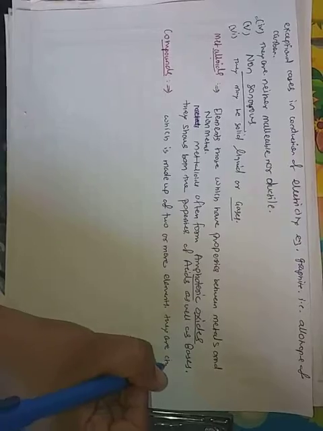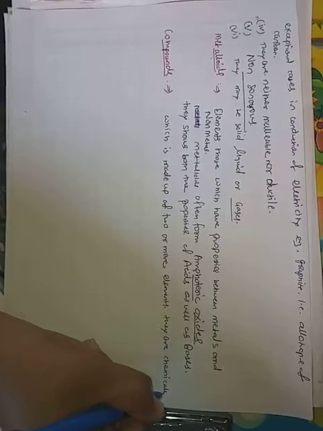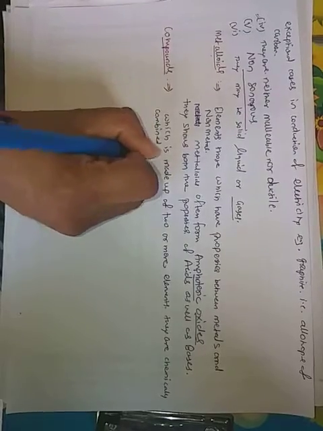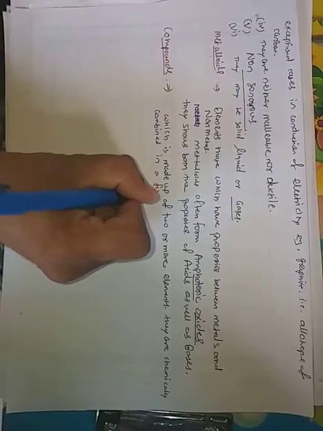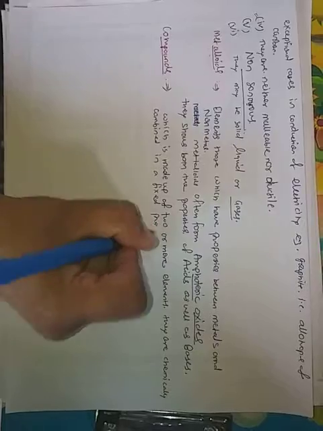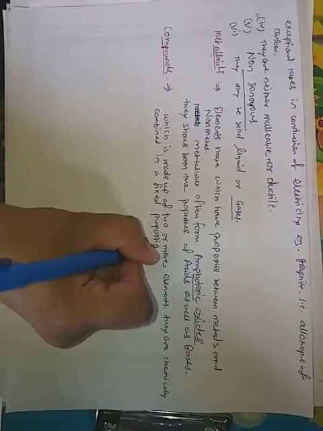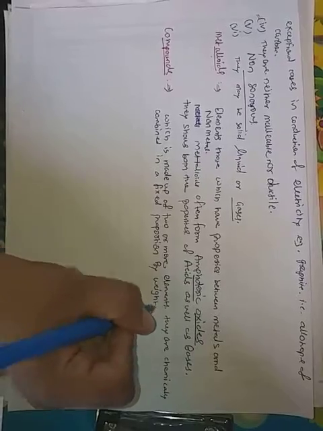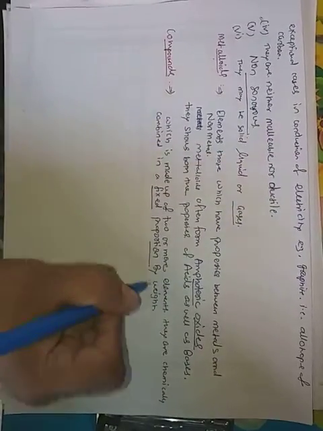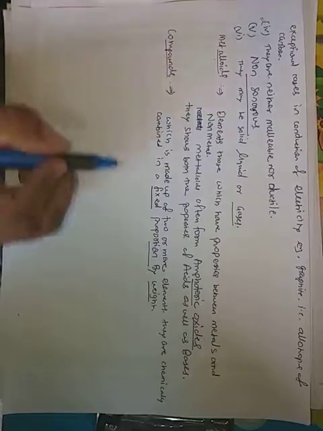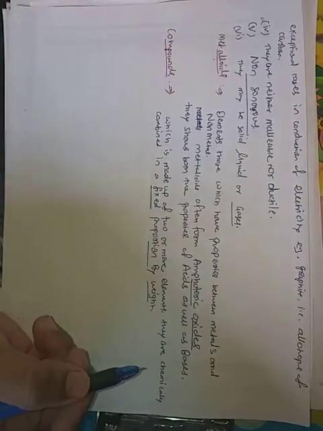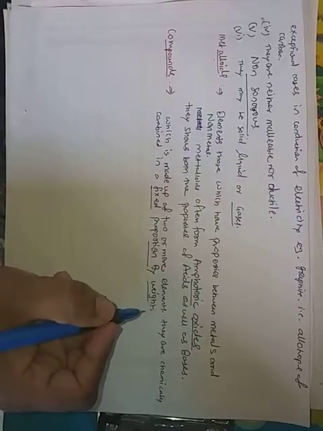And they are chemically combined in a fixed proportion by weight. So here the most important thing is, compounds are made up of two or more elements. They are chemically combined in a fixed proportion by weight.